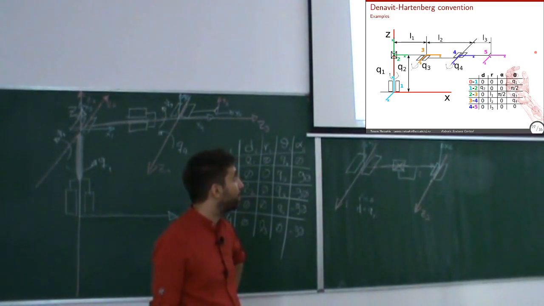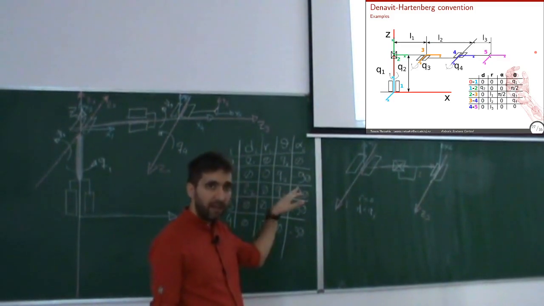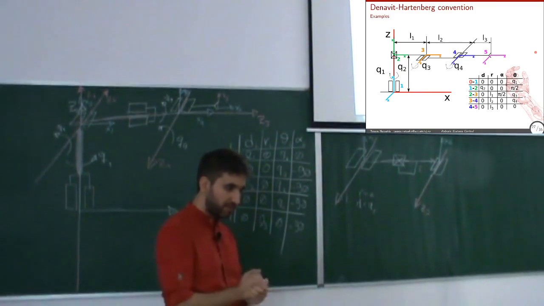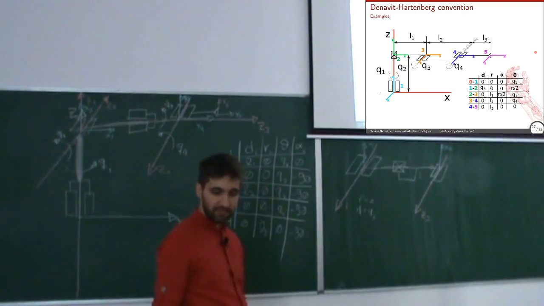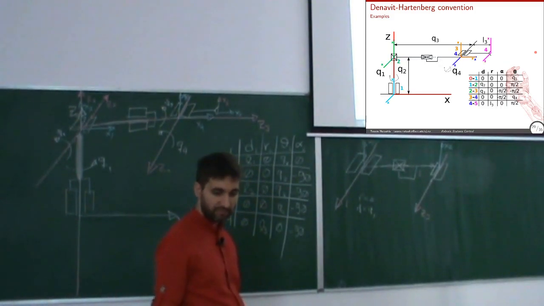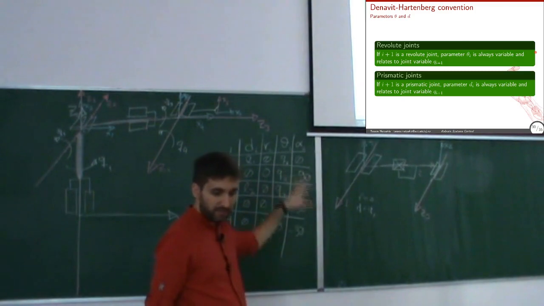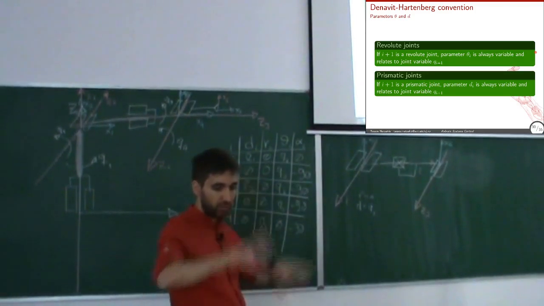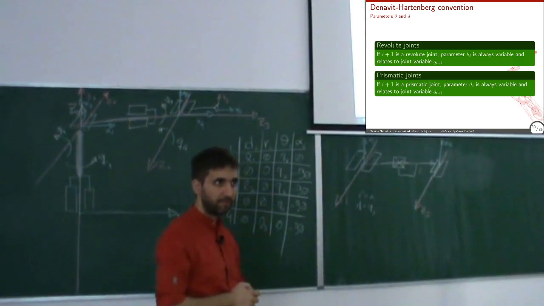Yeah, you will get to practice in the labs. Like at every lab, you will derive the Denavit-Hartenberg parameters, the next 3 labs. So you will get practice. And yeah, this is the explanation for the revolute and prismatic joints, what parameter is what. Okay.